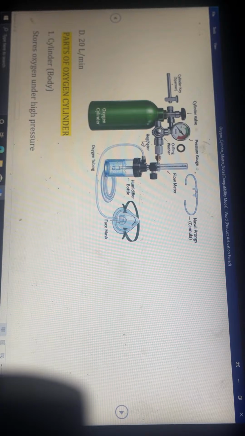Are we together? So we have the O-ring washer. It helps to prevent leakage of oxygen out of this. It helps to prevent leakage.